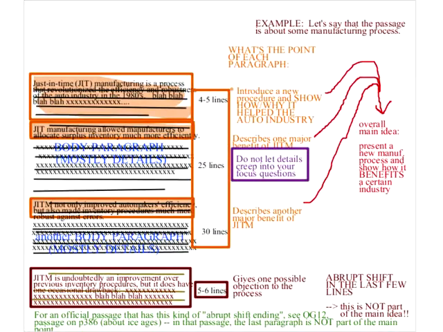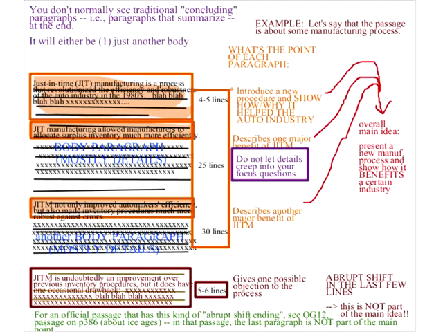The one thing that you generally never see in these passages is a concluding paragraph. It's very important to know, you don't usually ever see traditional concluding paragraphs, i.e. paragraphs that summarize at the end. It'll either be one of two things. Normally it will either be another body paragraph, or two, an abrupt shift of focus.